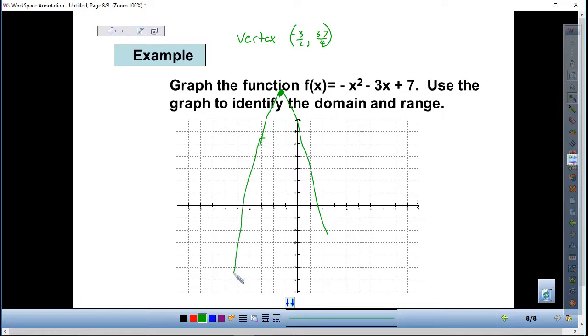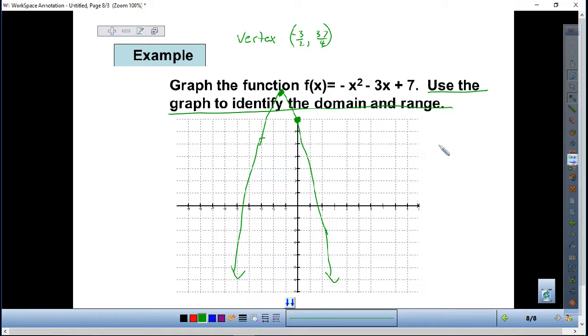And you can get some points if you want to. We're not going to mess with it in this case. You could plug in 0 into that equation. You're going to get 0 minus 0 plus 7, so you're going to end up with plus 7 as your y-intercept. You can set this equal to 0 and solve to find your x-intercepts. But mostly the big thing we're looking for here is to use the graph to identify the domain and range.